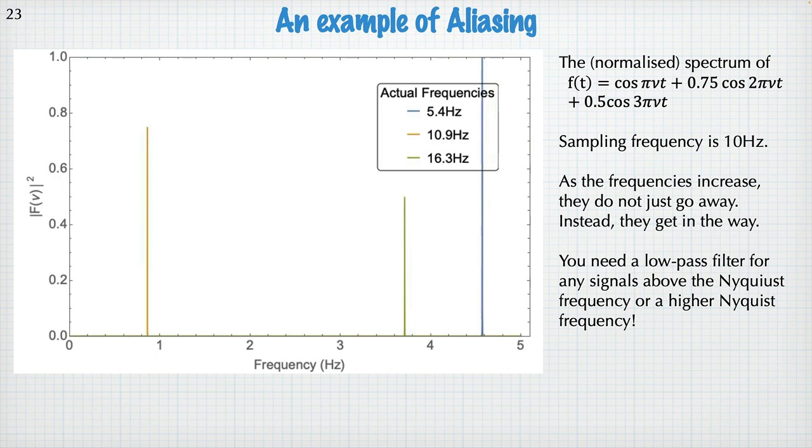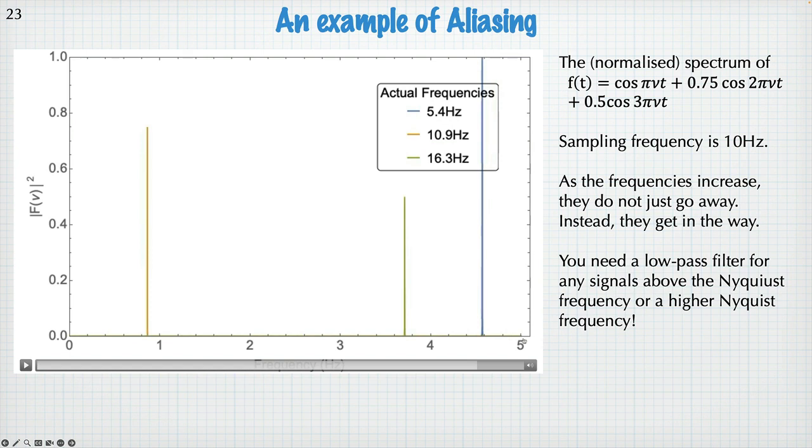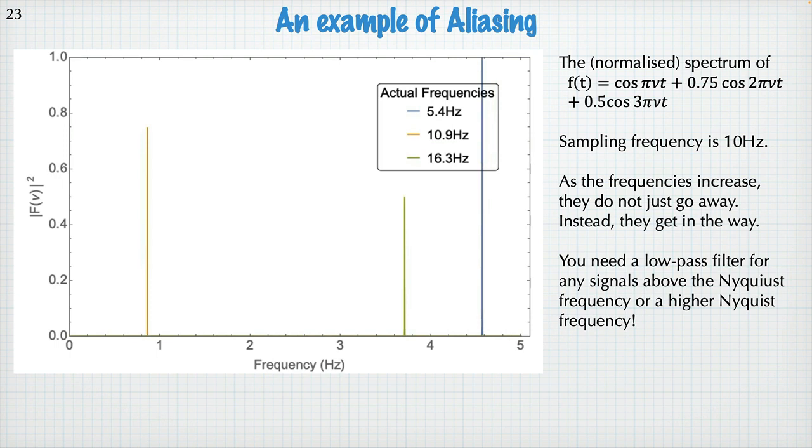So to fix this, you either need a low-pass filter so that no frequencies above the Nyquist frequency enter your system, that way they can't be reflected back and get in the way, or you need to increase your sampling frequency. Now, the way I presented this aliasing seems a little abstract perhaps, but it's actually something you're almost certainly familiar with, assuming you've watched TV or movies.